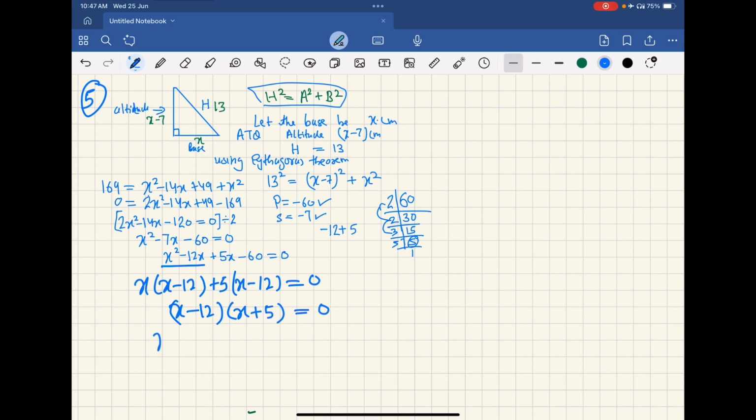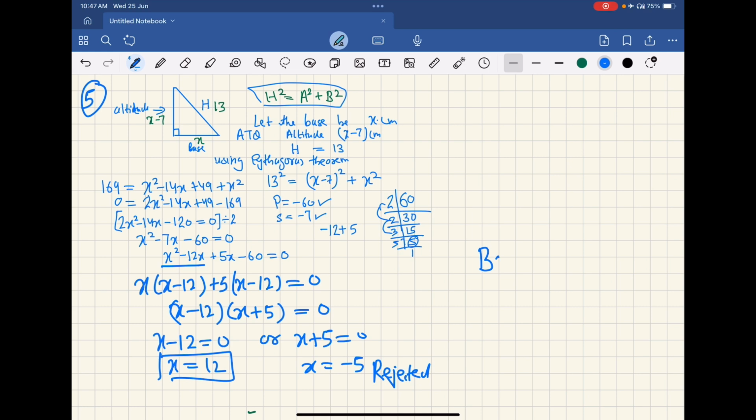Now according to the zero product rule, either x minus 12 is 0 or x plus 5 is 0. So here x is 12 or x is minus 5. Now students, the side of a triangle cannot be negative, so we will reject this. So we will say rejected. So that means the base of the triangle should be 12 centimeter. Altitude is 12 minus 7, so 12 minus 7, which is 5 centimeter, and that is our answer.